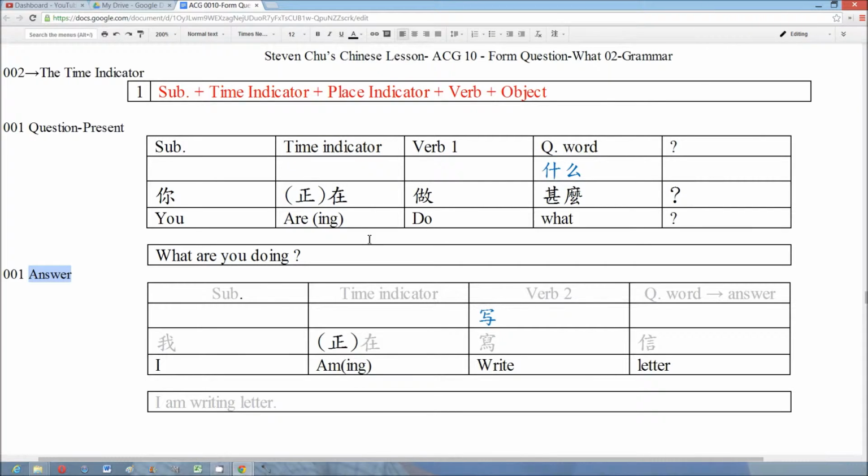And the answer is 我在写信. I'm writing a letter. Subject, time indicator, verb, and answer. And you can see that we changed the subject and we have different verbs in the question and the answer, and use the answer to replace the question word. And the main point of this example is that we use the time indicator to show what the subject is doing at the moment.